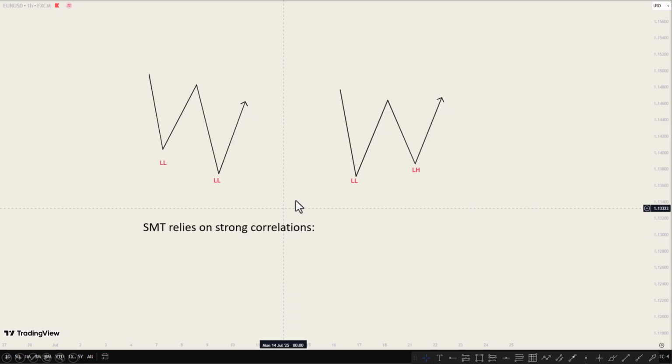Now, SMT relies on strong correlation, so we have to understand the correlations among pairs. We have symmetrical, that is positive correlation. For example, we have BTC and Ethereum, and we have EUR/USD and GBP/USD. BTC and Ethereum are positively correlated, and EUR/USD and GBP/USD are also positively correlated, which means that GBP/USD and EUR/USD move together.